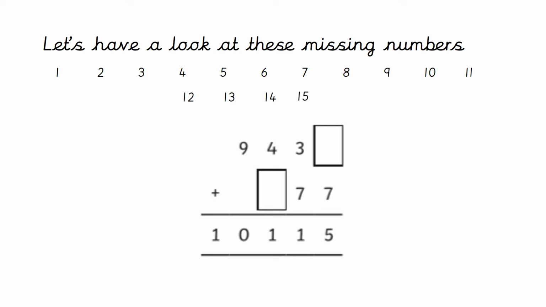So if you have a look at your numbers at the top of the page, we've got 1, 2, 3, 4, 5, 6, 7, 8, 9, 10, 11, 12, 13, 14, 15. So which number that's above 7 ends in a 5? That's right, it's 15. So I now want to make 15 in my ones column. So I've got 7. So I need to see what I need to add to 7 to get 15. So to get 15, I need to add 8. So 8 add 7 is 15. Now I've gone beyond 10, so I would put my 5 in my ones column and I would carry my 1 over to my tens column.